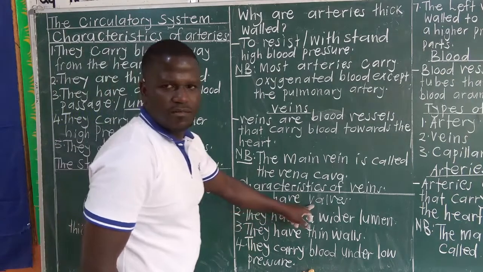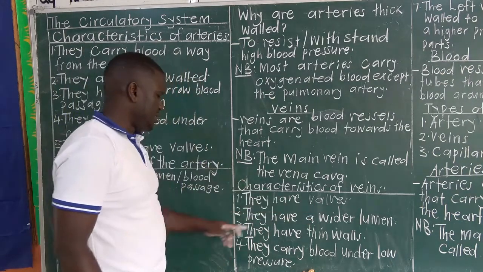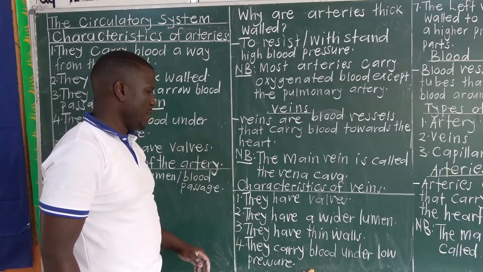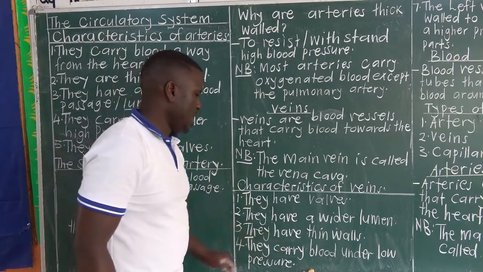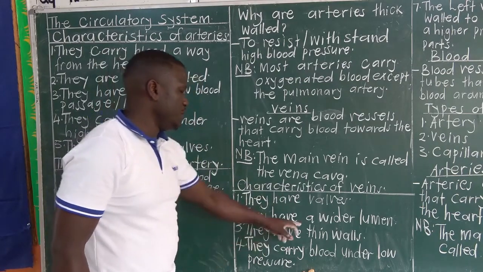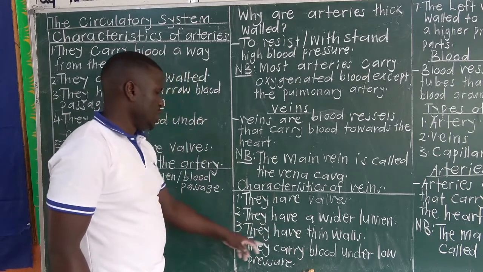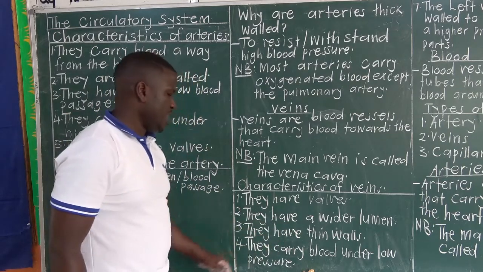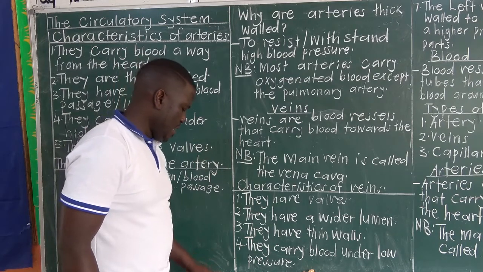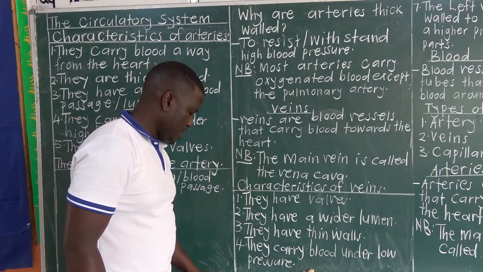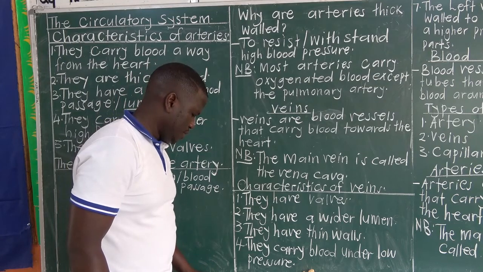They have valves. They have a wider lumen. Wider lumen means wider blood passage. Then they have thin walls. Then they carry blood under low pressure.